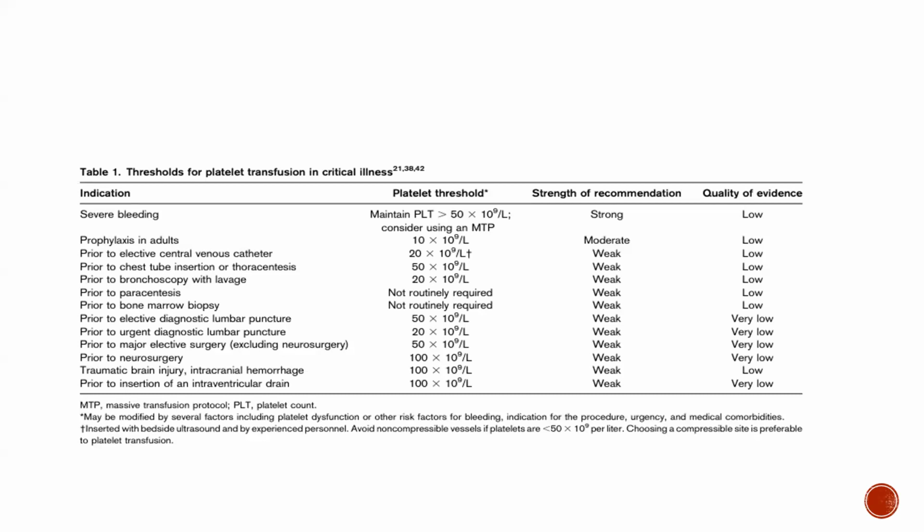Prior to paracentesis, it is usually not required. Prior to bone marrow biopsy also, it is not required. Prior to elective diagnostic lumbar puncture, a platelet count of at least 50,000 should be there. If it is urgent, then 20,000. Prior to elective surgery, excluding neurosurgery, 50,000. If it is neurosurgery, then 1 lakh. Traumatic brain injury and intracranial hemorrhage, 1 lakh. And prior to the insertion of an IVD, 1 lakh.